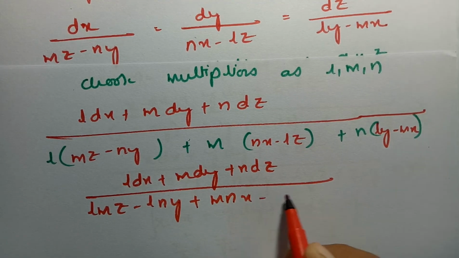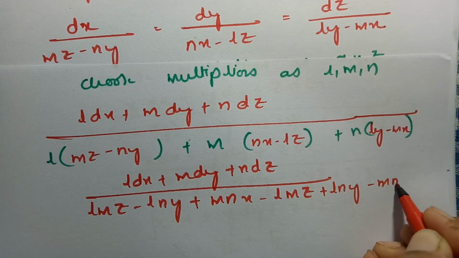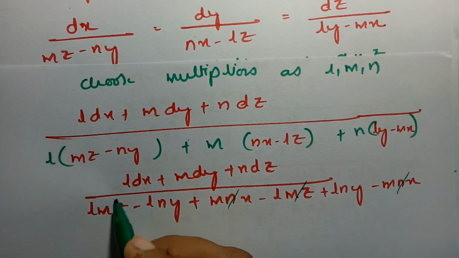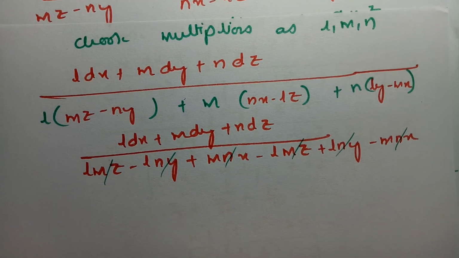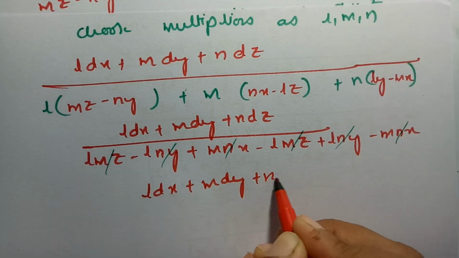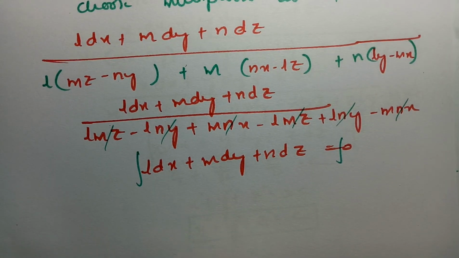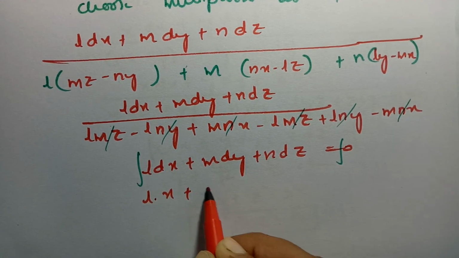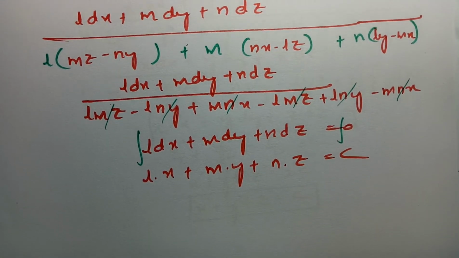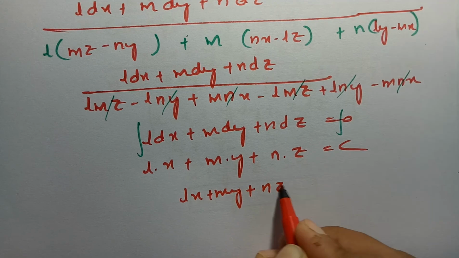L dx plus M dy plus N dz by Lmz minus Lny plus Mnx minus Mlz plus Nly minus Nmx. See here, this is plus Mnx and minus Mnx, Lmz, and this is also plus and minus. I got the denominator 0. Then it will be L dx plus M dy plus N dz is equal to 0. If I integrate on both sides, L is a constant, integral dx is nothing but x, M integral dy is nothing but y, N is constant. So our final answer is Lx plus My plus Nz is equal to C.